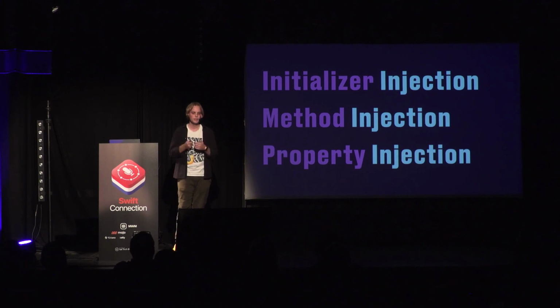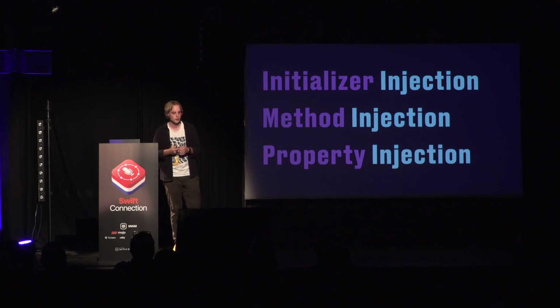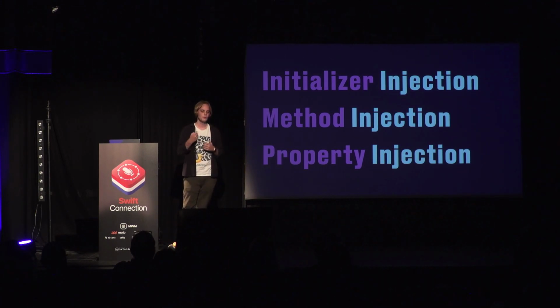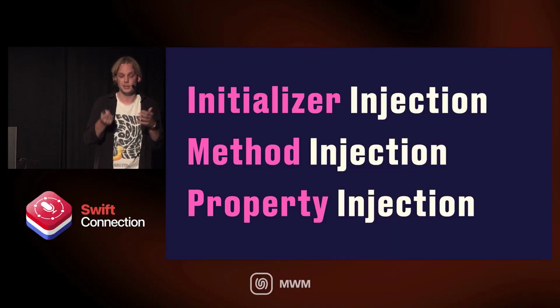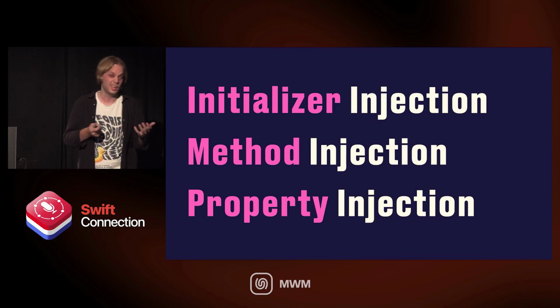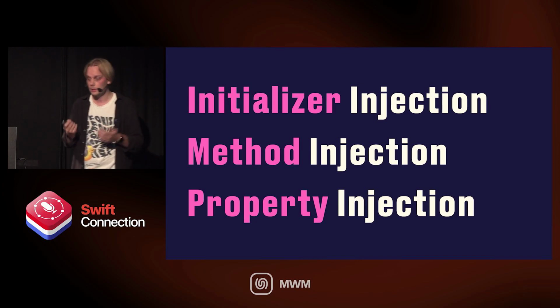At a high level, we have 3 different types of injection. So when we have a consumer like our map view, we can inject dependencies in 3 different ways. We can either inject them through the initializer, like we just saw, or we can provide a dependency to its consumer through a method. So whenever we're invoking a method on the consumer, we can provide the dependency. Or we can use property injection, where we just set the dependency on the consumer. An example of this is the delegate pattern that's quite common in UIKit.